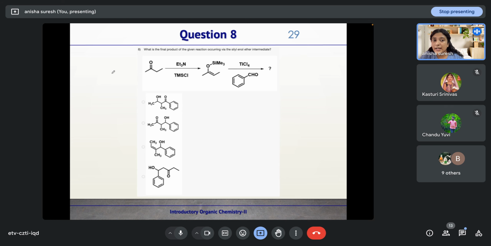This is also a sort of aldol condensation reaction. We will call this the Mukaiyama aldol reaction. What is the final product of the given reaction occurring via the silyl enol ether intermediate? Here, when we are treating with triethylamine and TMS chloride, first this proton will be abstracted by triethylamine, and this O minus will attack TMS chloride, leading to formation of this silyl enol ether. And in the presence of TiCl4, when it is treated with benzaldehyde, it will lead to formation of which of these given products?